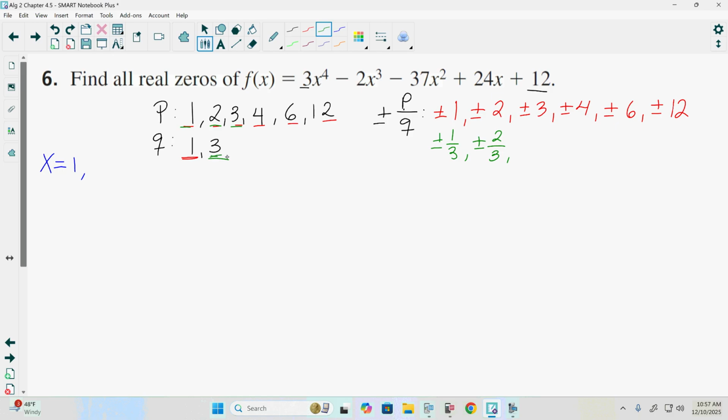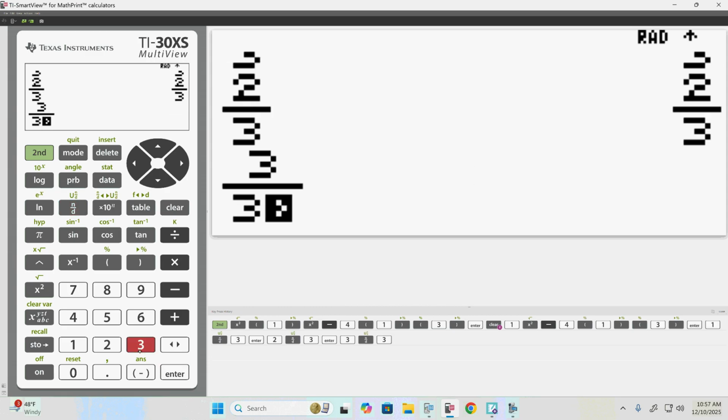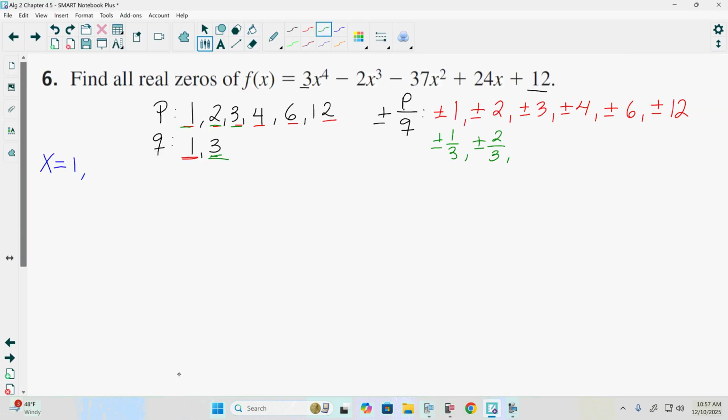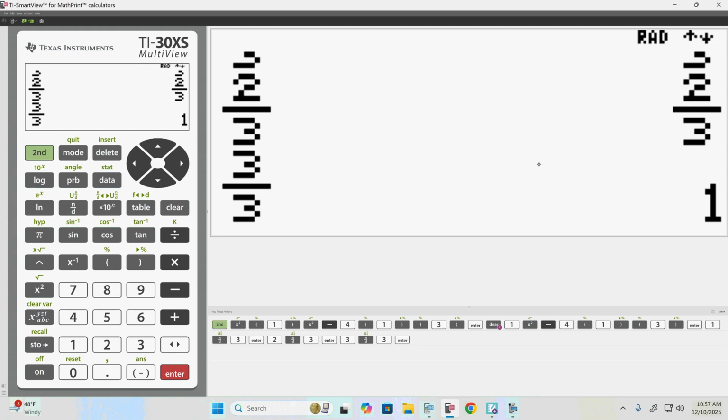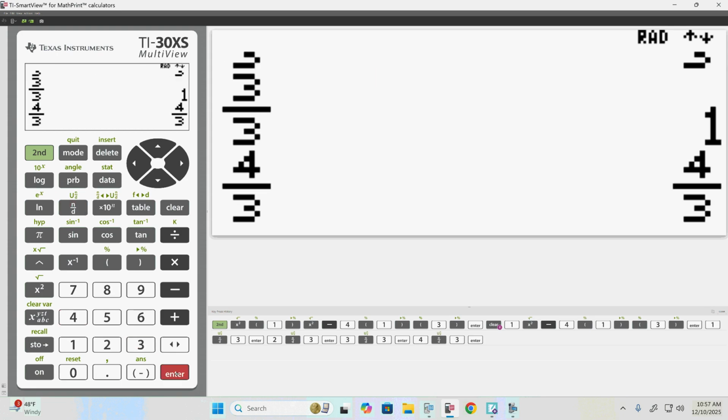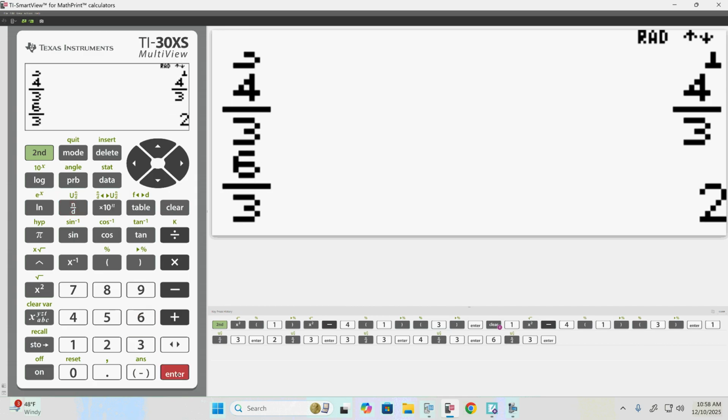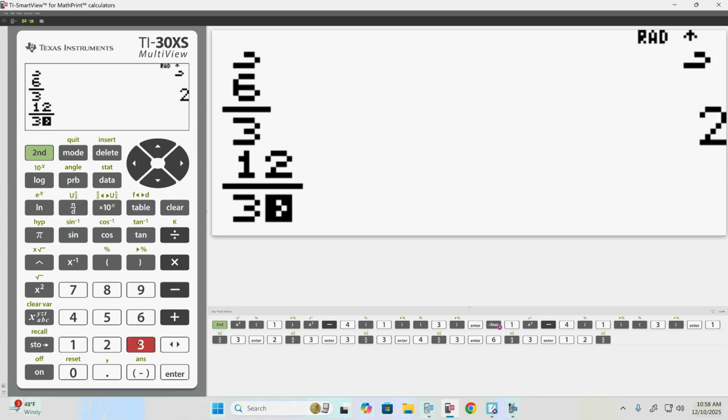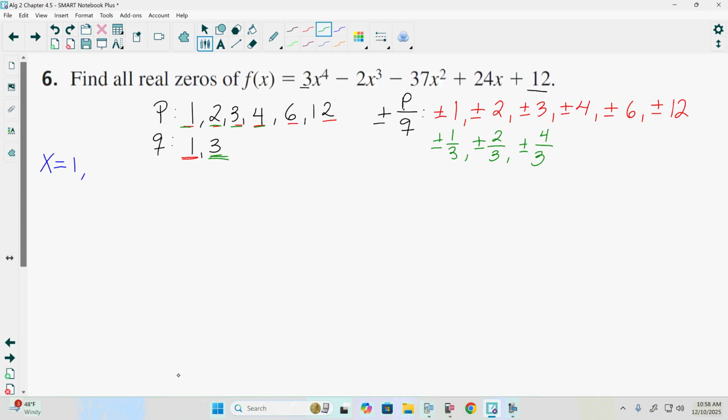One after that is going to be 3 over 3, which is 1. 3 over 3 is indeed 1. It's already listed. We don't have to list it again. 4 over 3 doesn't reduce. It's just 4/3. Our number after that would be 6 over 3, which is 2. And lastly, 12 over 3 is 4. So those are already listed. We don't have to list them again. Questions on finding these rational zeros?